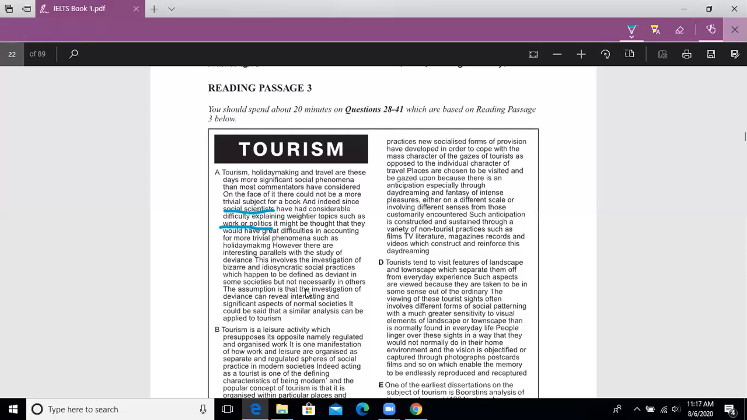The assumption is that the investigation of deviance can reveal interesting and significant aspects of normal societies. If you are investigating, let's say, work, or traveling or tourism, it might bring out really interesting things, some aspects of normal societies. If you are working on or investigating the traveling of people, in that case you might bring out some really deep things about that traveling.